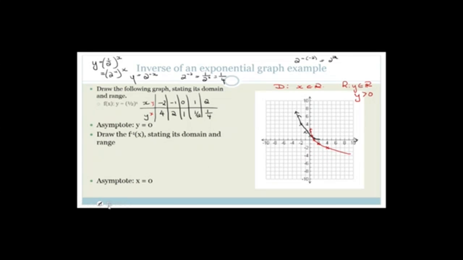This time, the domain is going to be what? The domain is going to be that x is an element of real values for x is greater than 0. And the range is that y is going to be an element of real values.